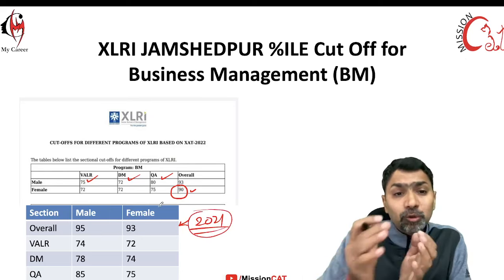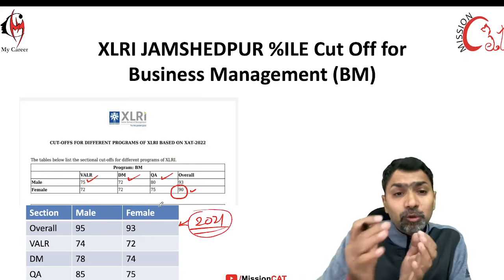There is also a GMP program. Now I think they call it a GM program. This is for people with work experience. I think this is a 15 months program. This is kind of an executive MBA kind of thing. And then there is another campus which is XLRI Delhi, right?